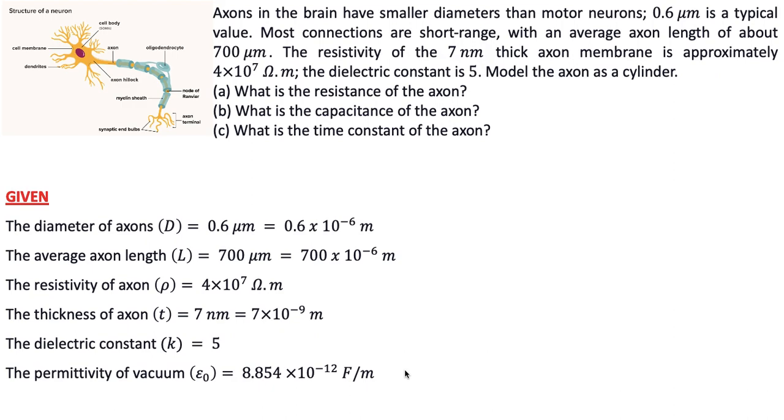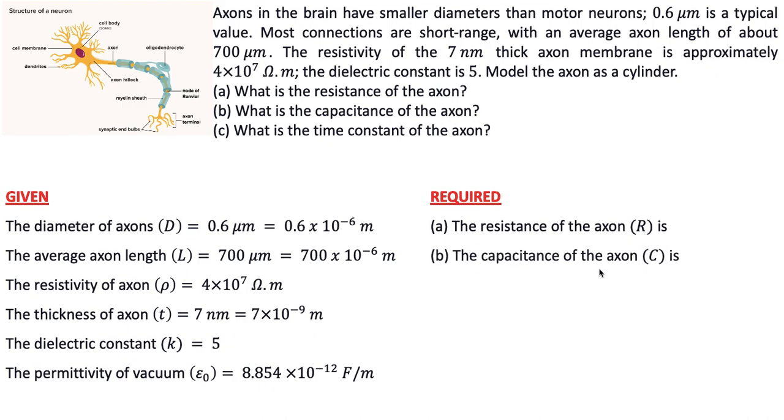Then, we have to identify what is being asked in the problem and write it down. Required. A. The resistance of the axon, R, is. B. The capacitance of the axon, C, is. C. The time constant of the axon, tau, is.